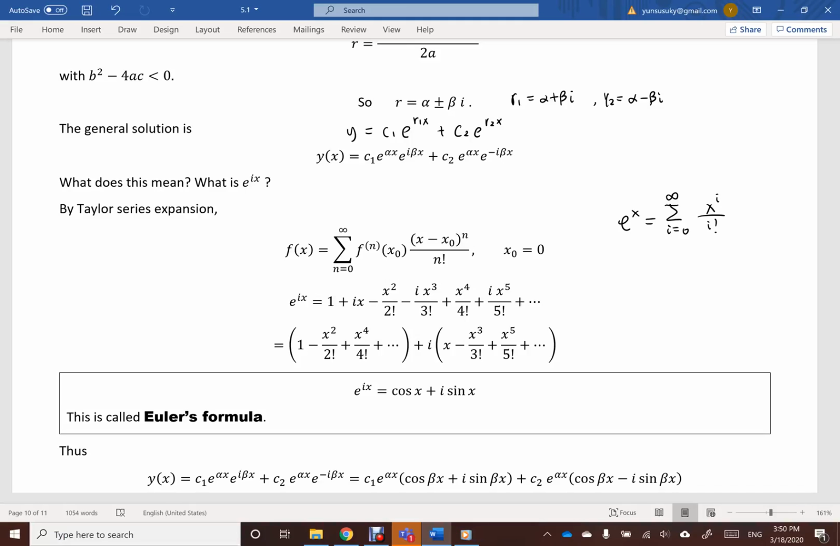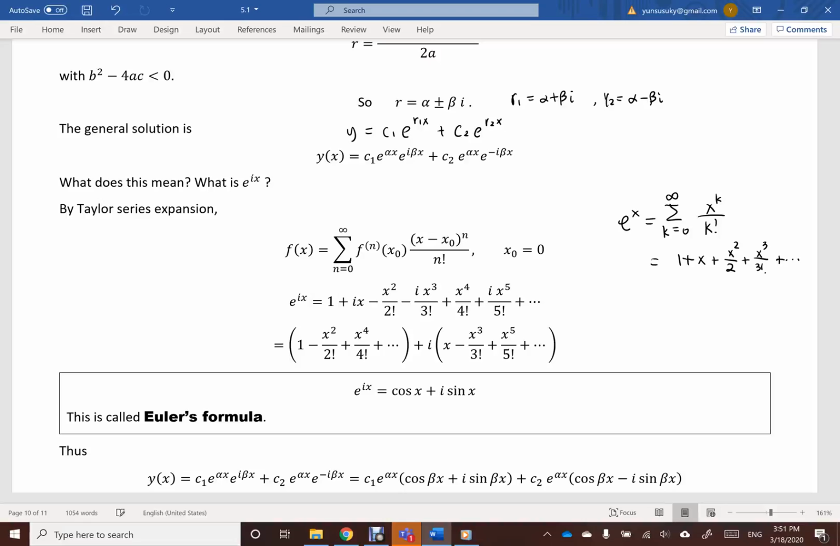Okay, so maybe I should not use i, let's use k, because I don't want to abuse notation. My i here means the complex number i. Okay, so the sum from k equals 0 to infinity of x to the k over k factorial. So now you just replace x by ix. So when k is 0, you get 1. Okay, when k equals 1, you get x. When k equals 2, you get x squared over 2, and x cubed over 3 factorial, etc.